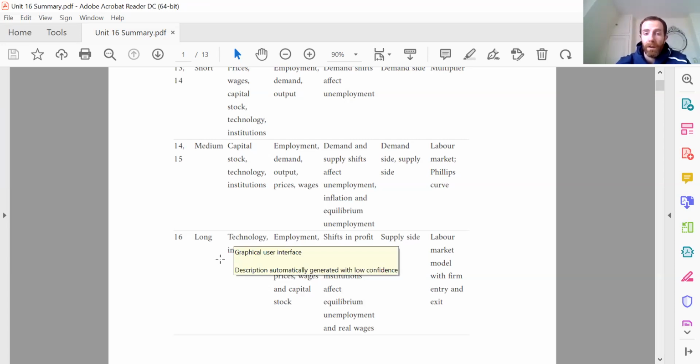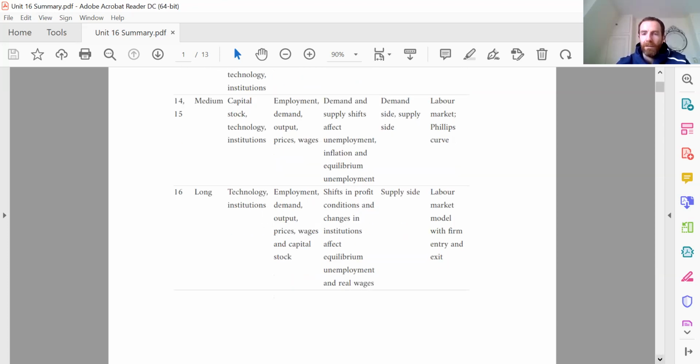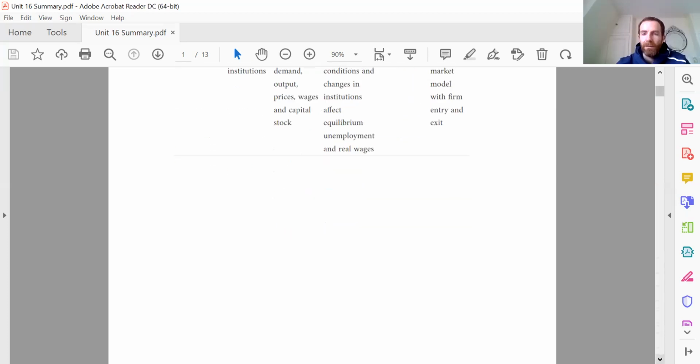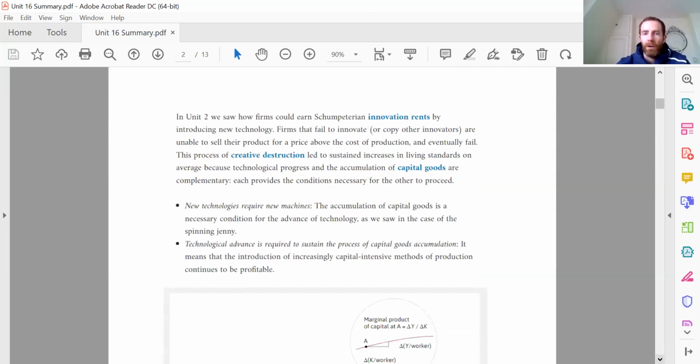Now, important to notice that the technology that's available to firms, and the institutions that determine the framework that firms are operating in, those things are still exogenous, right? We don't have any way of bringing them into the model. And so the key thing that brings us into the long run is allowing that capital stock to change. So before we get to this new labor market model with firm entry and exit, we're just going to start with a few key ideas which are part of the model.